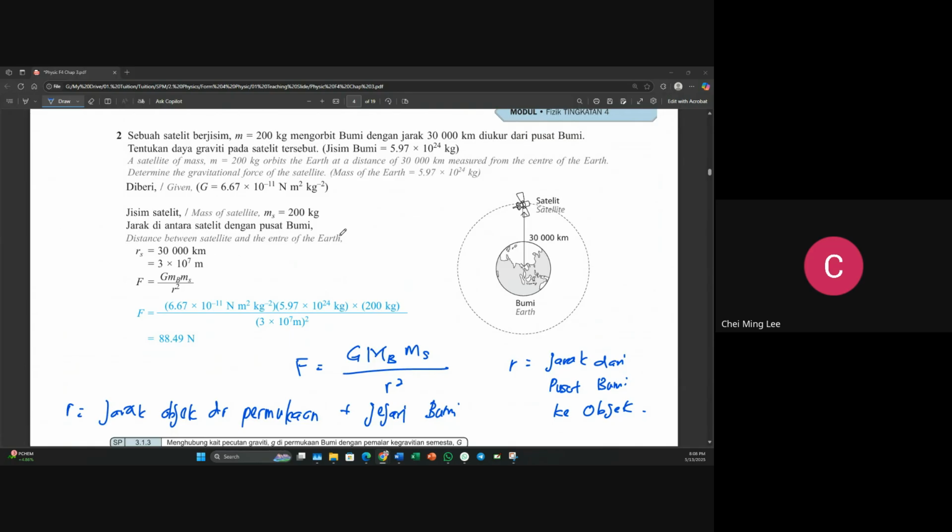So now he wants you to calculate the gravitational force. By using the formula F equals GMm over r squared, we just put everything inside, and you get the value 88.49 Newton. Correct? Correct, Lourdes?